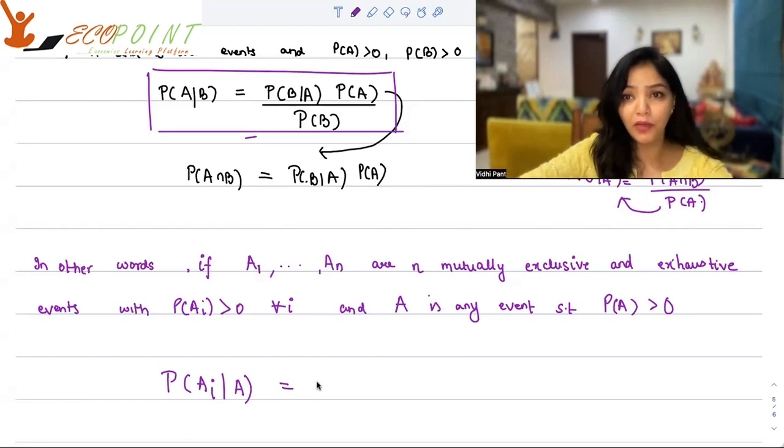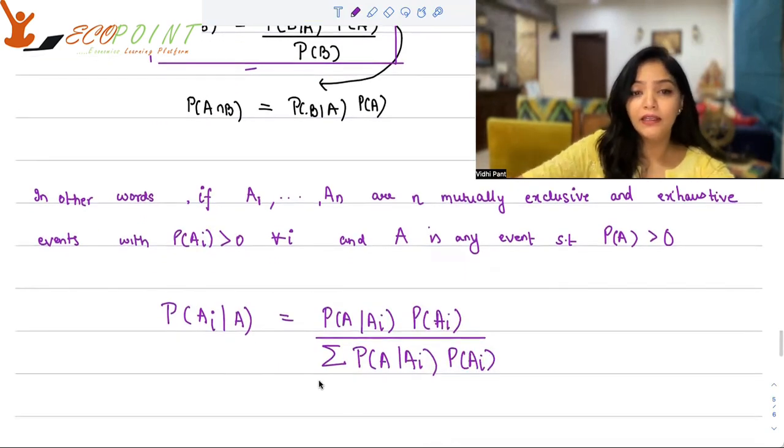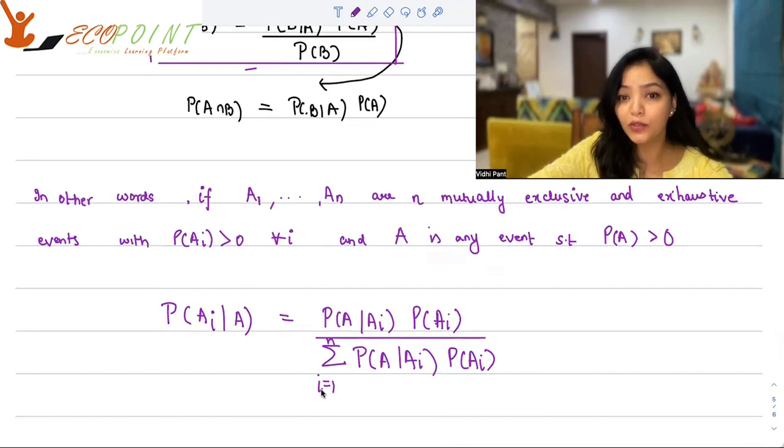And then you can find out the probability of Ai given A. That's going to be probability of A given Ai multiplied by probability of Ai, upon the summation of probability of A given Ai into probability of Ai, where i takes all the values from 1 to n. So this is the total probability.